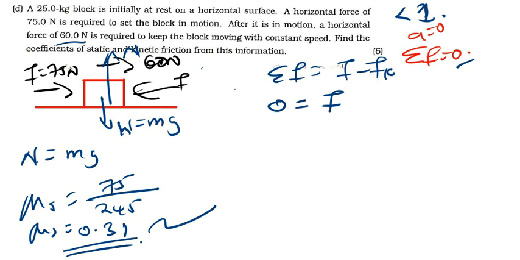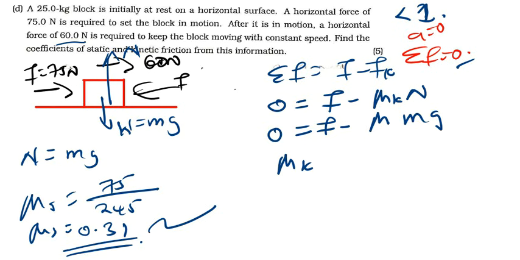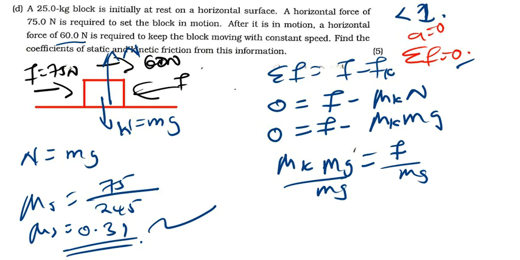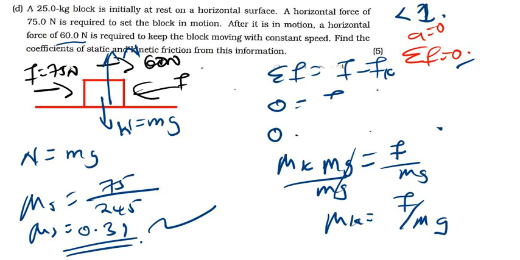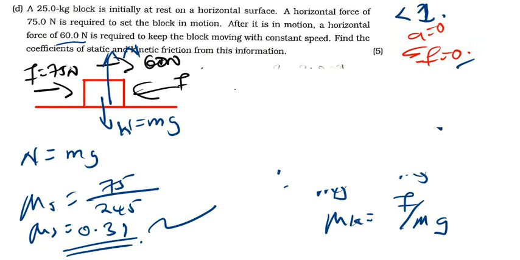So the applied minus this is going to be the mu k times the normal force. So 0, the applied minus mu k, then this is mg. Shift this to the other side, mu k times the normal force, which is mg, is equal to F. Divide by mg on both sides. This will go, and mu k will be equal to F divided by mg. Let's go ahead and plug in the values.